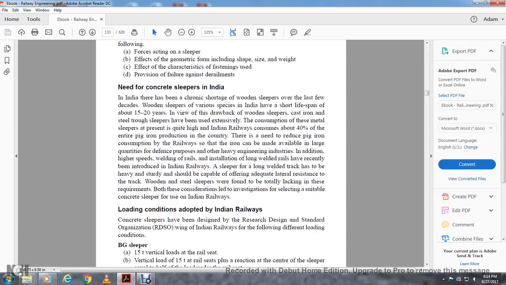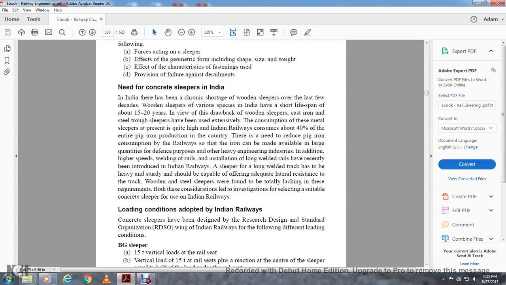Alright, need for concrete sleepers in India. India has been in a chronic state of shortage of wooden sleepers over the last few decades. The wooden sleepers, of the various Indian species, have a short lifespan of about 15 to 20 years. In view of the drawbacks of the wooden sleeper, cast iron and steel sleepers have been used extensively. The consumption of steel at present is quite high: Indian Railways consumed about 40% of the entire pig iron production within the country.